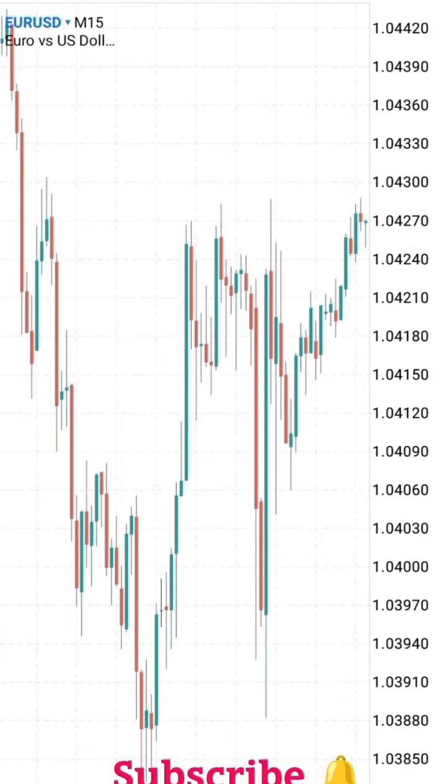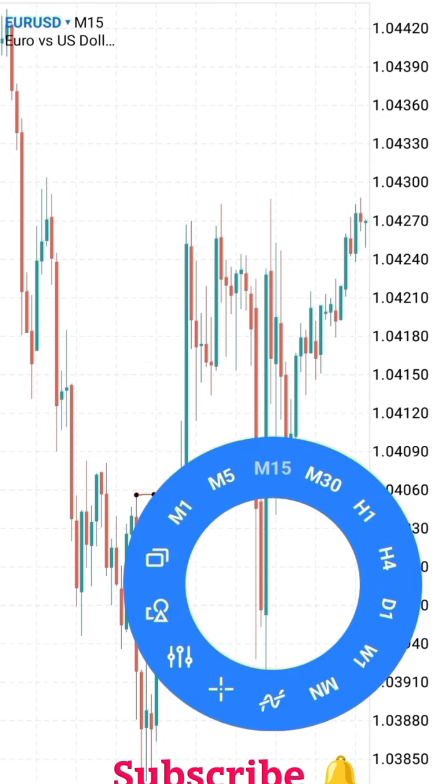This is another example on breaker block. Price is making lower lows, lower highs, lower lows, lower highs, lower lows, lower highs, lower lows here. Then price broke this structure after making this last lower low here. This is a 15-minute time frame.